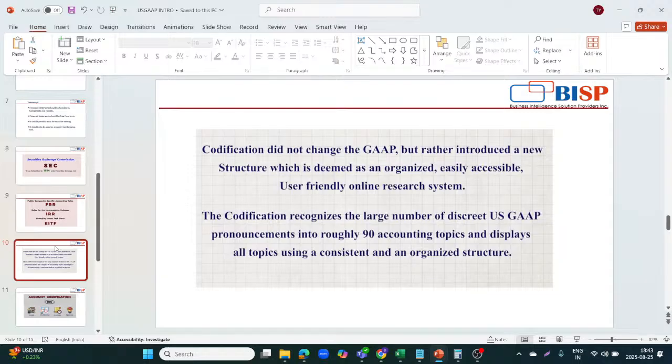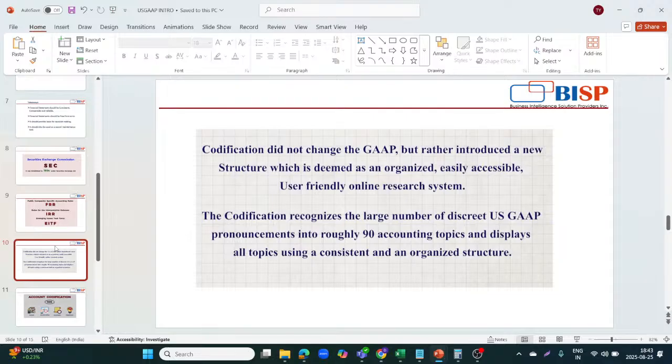Then from 1st July 2009, it was difficult, mainly for investors, to understand which standard to follow at a particular point of time. Like if they wanted to refer to the statement of shareholders' equity, or to consolidation, which standard to follow? There were multiple standards, but from 1st July 2009 FASB released the codification, and it became user-friendly and easily accessible.